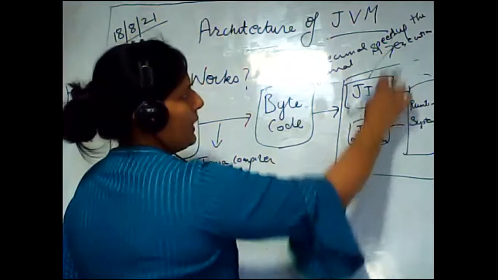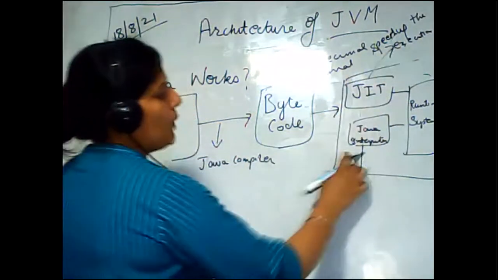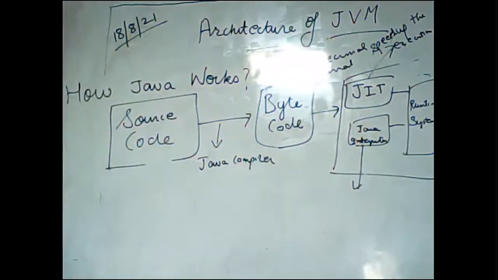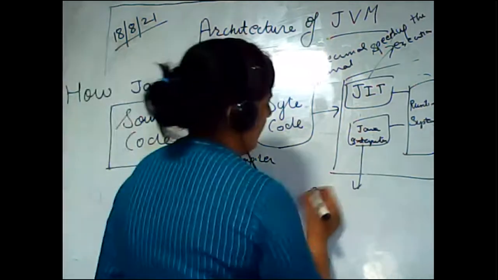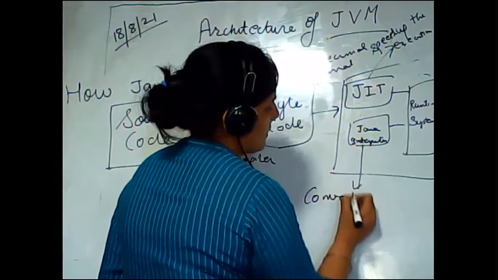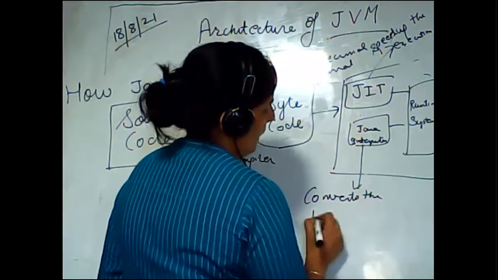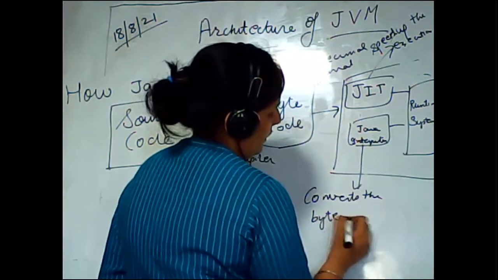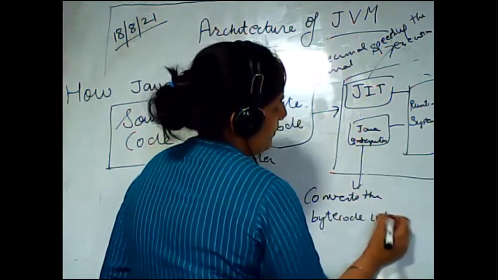The just-in-time compiler will speed up the execution. What will the Java interpreter do? It converts the bytecode into the machine code.